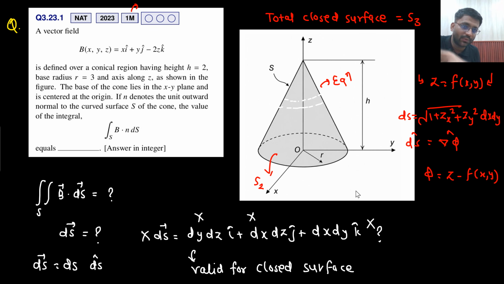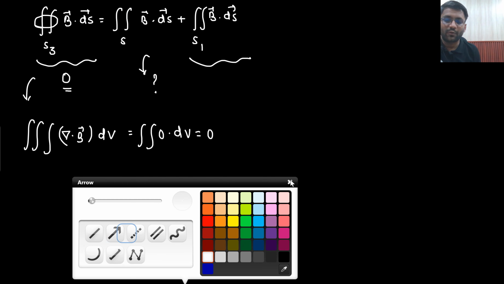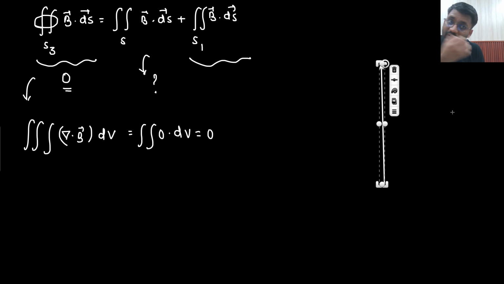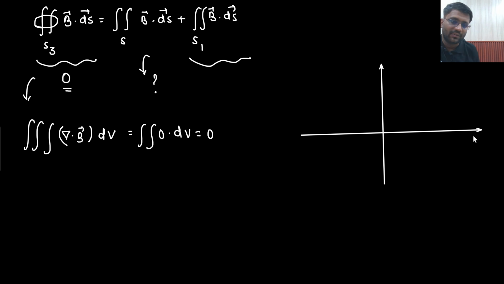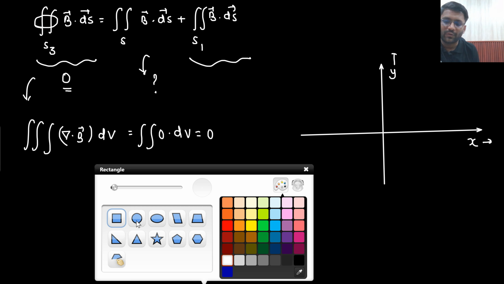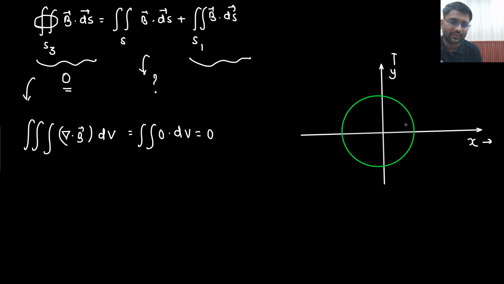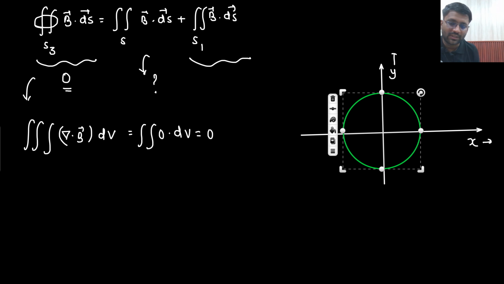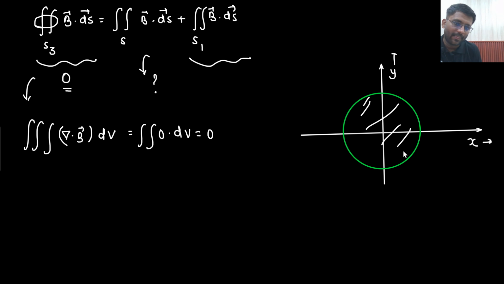Now I will find out the flux through the downward surface. So now what is my target? I need to find out the flux through this downward surface, which is in the xy plane. I need to find out the flux through this surface I am talking about. This surface is nothing but a disk. What is this surface? This surface is nothing but S1. And what is the radius? Radius is 3.